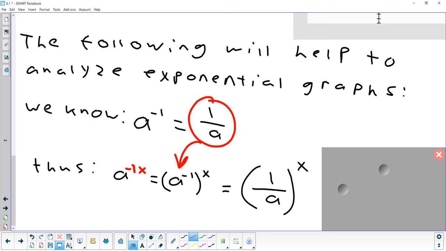Any question on that idea? So to convert something with a negative exponent into a positive exponent, all you have to do is take the base and flip it. And now you have a positive exponent. And that's the reason why.